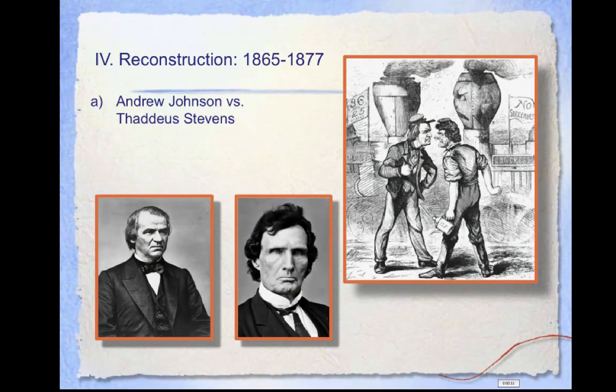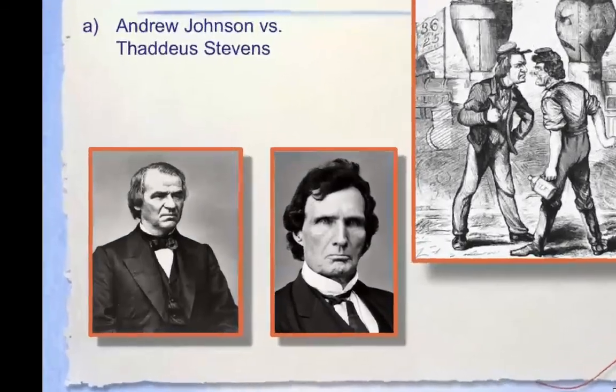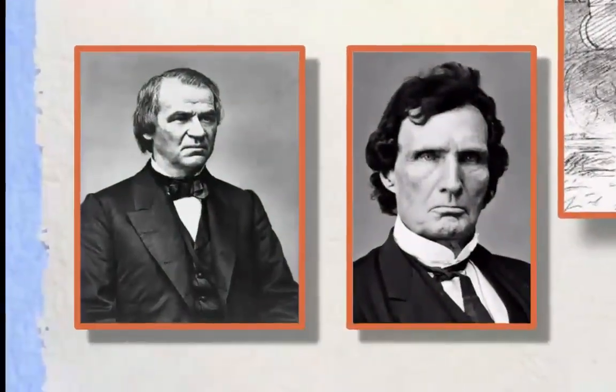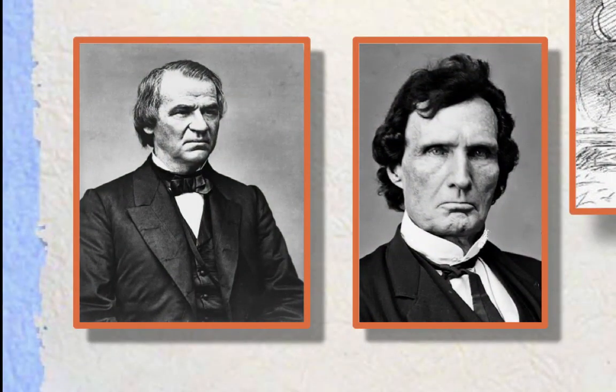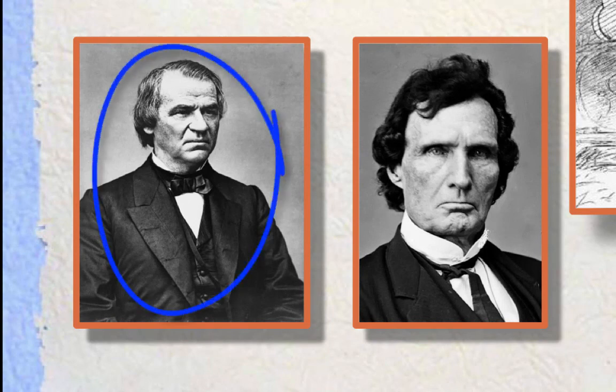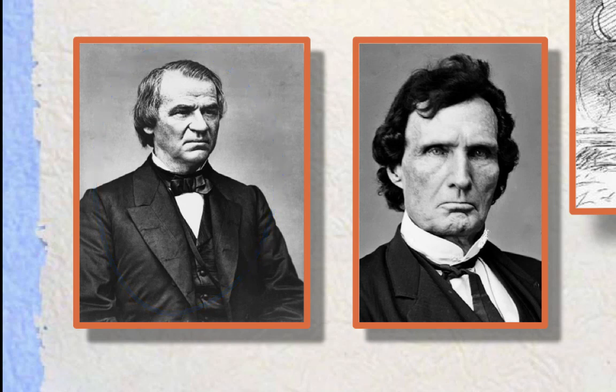Reconstruction refers to the time period between 1865 and 1877 when the United States sought to rebuild the country. This was an intense political, legal, and social challenge. Andrew Johnson and Thaddeus Stevens represented diametrically opposed positions on these issues. Johnson became president after Lincoln was assassinated in April of 1865.